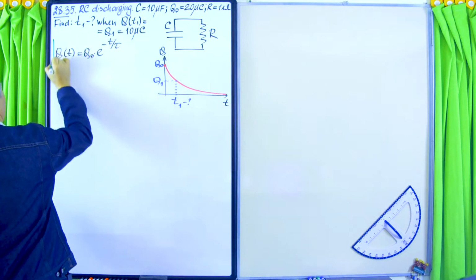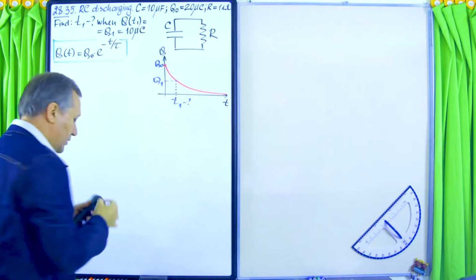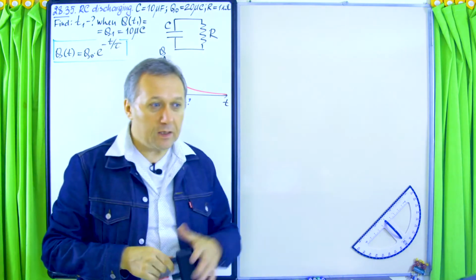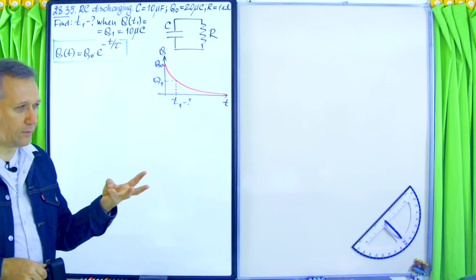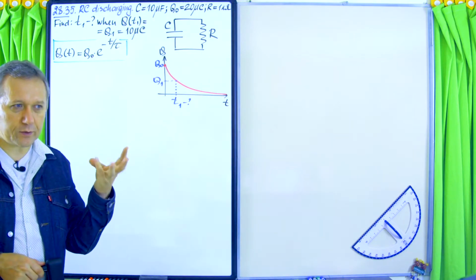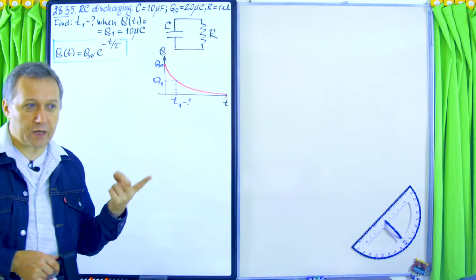This is the function which describes how charge changes. And usually in your homework you will see about 3 problems on RC circuits, and most of the problems are of these 2 types.